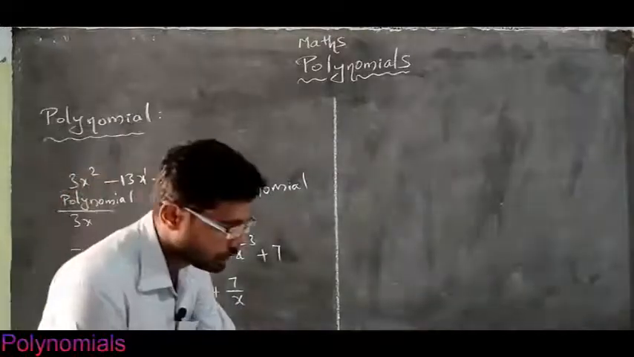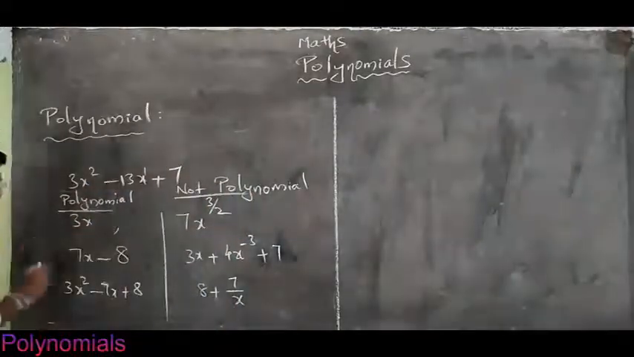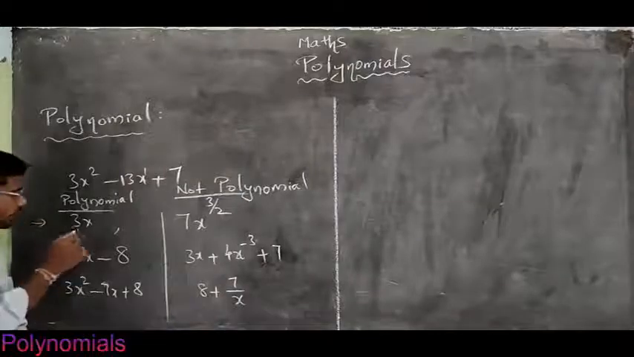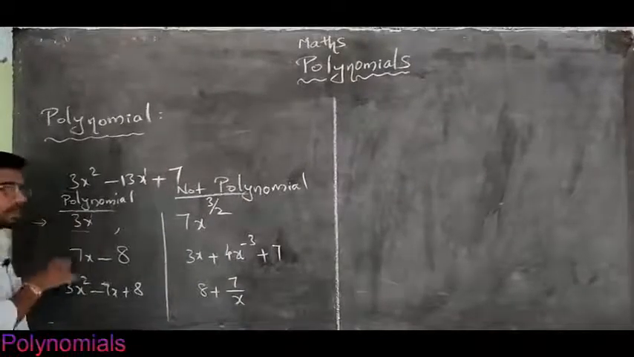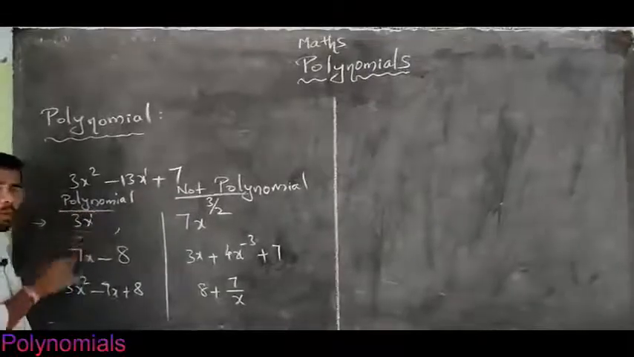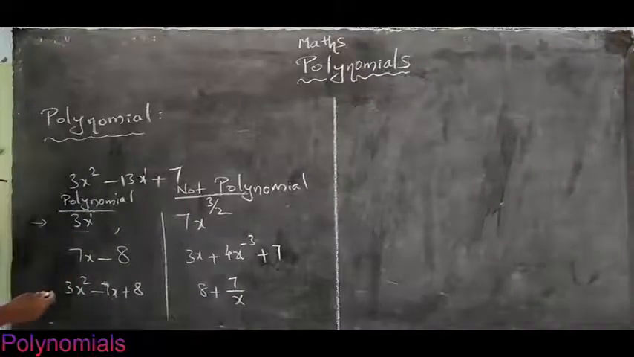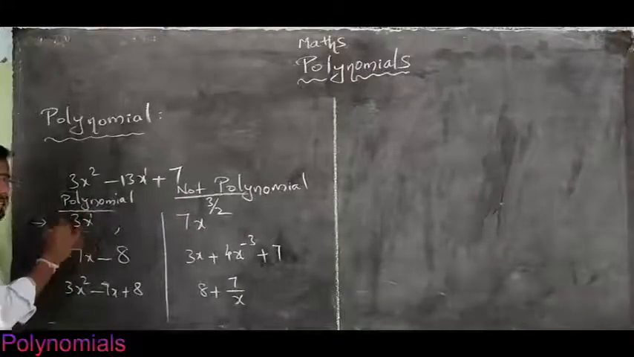Now, here I have taken some examples. If you observe properly in this, why are you calling this a polynomial? Because in 3x, the x power is 1, and 1 is a positive integer. So this one we call a polynomial.